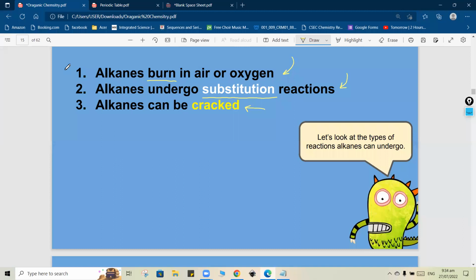So for the CXC exam, if the examiner asks you to list the 3 ways alkanes can react, these are the 3 you need to list for him. Alkanes usually undergo these types of reactions. So take down all 3. And of course, I'm going to explain all 3 in detail for you now. Okay? Let me know when you are finished.